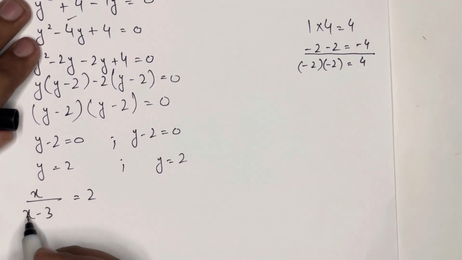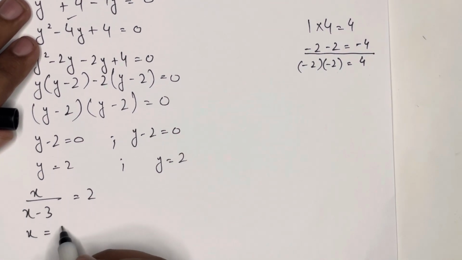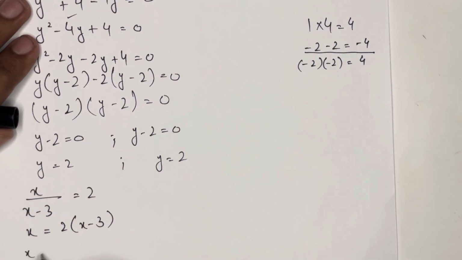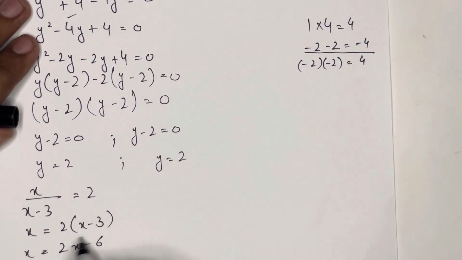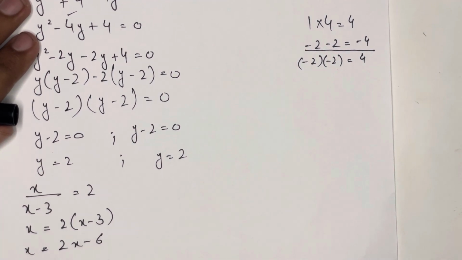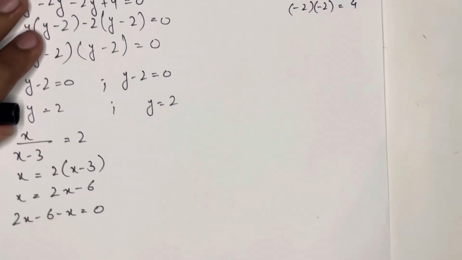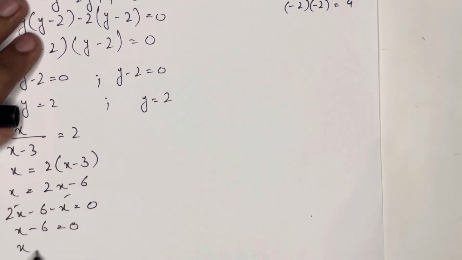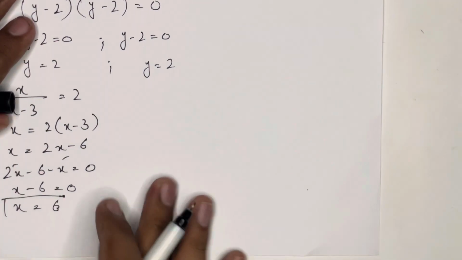Here this value is dividing, and on the other side it will be multiplied. x is equal to 2 into x minus 3, and when I write it like that, 2x minus 6. When I shift this term to this side, I can write 2x minus 6 minus x equal to 0, and when I solve these two terms, I can write x minus 6 equal to 0, and here the value of x is 6. So the value of x is 6.